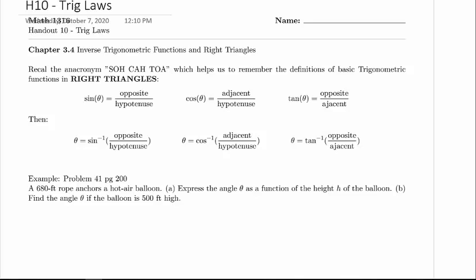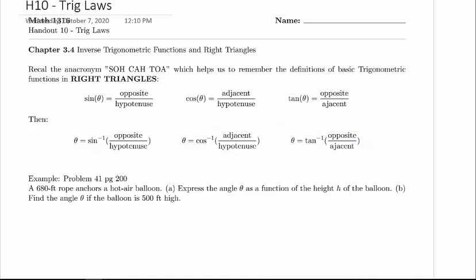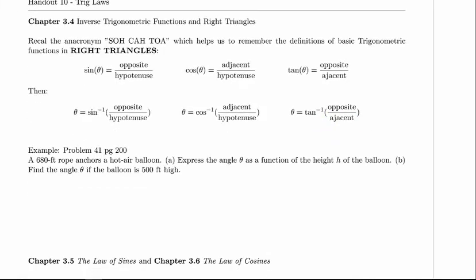So here we've got the SOHCAHTOA, just like we always have. And we also will note that if we apply the inverse operator, we'll get this. So the inverse sine acts on the opposite over the hypotenuse, the inverse cosine acts on the adjacent over the hypotenuse, and the inverse tangent acts on the opposite over the adjacent. Okay, and a little misspelling there, but that's all right. We know what it says.